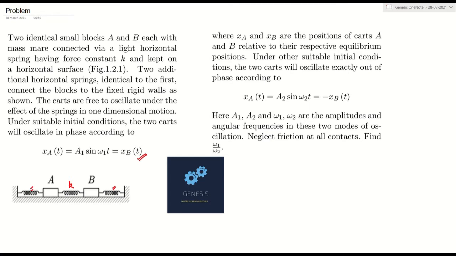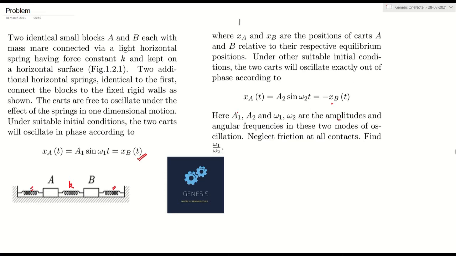Under another set of suitable initial conditions, the two carts will oscillate exactly out of phase according to the relation XA is equal to minus XB is equal to A2 sine omega 2t. A1, A2 are the amplitudes, omega 1, omega 2 are the angular frequencies in these two modes of oscillation. Neglect friction at all contacts. Find omega 1 by omega 2.